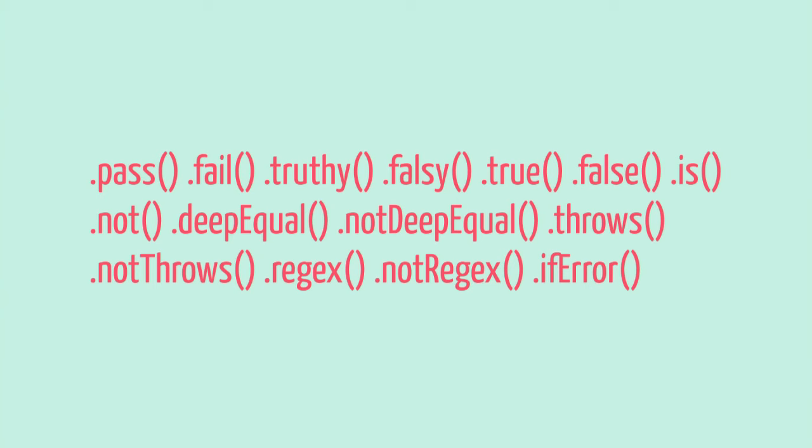AVA has plenty of methods. It has plenty of things to check. You can check for falsy or false, which are not the same. You can check to see if things are regexes or not regexes. This is really useful if you're going to test a wide variety, a wide gamut of things in JavaScript. You can force tests to pass with test.pass, even if you know that it failed. Please don't do that.